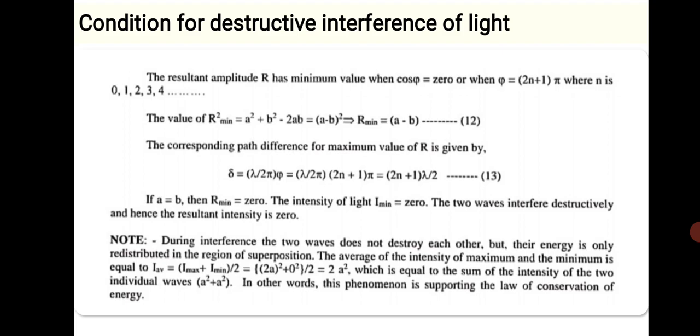Here one should note that during interference the two waves do not destroy each other, but their energy is only redistributed in the region of superposition. The average of the intensity of maximum and minimum is I average is equal to (I maximum plus I minimum) by 2, which is equal to (4a square plus 0) by 2, which is equal to 2a square, which is the sum of the intensities of the two individual waves, a square plus a square. In other words, this phenomenon supports the law of conservation of energy.